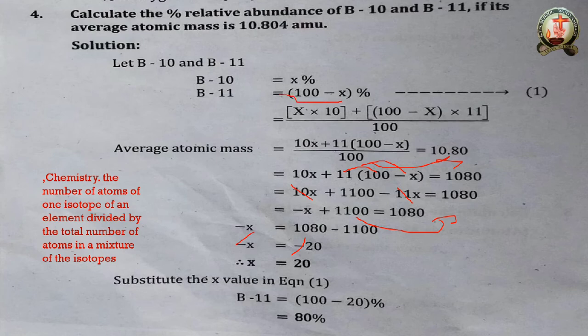Take this equation number 1. I'm going to substitute the x value in equation number 1. 100 minus x, so 100 minus the value of x, 20, we can get 80% of B11. Hence it's proved.